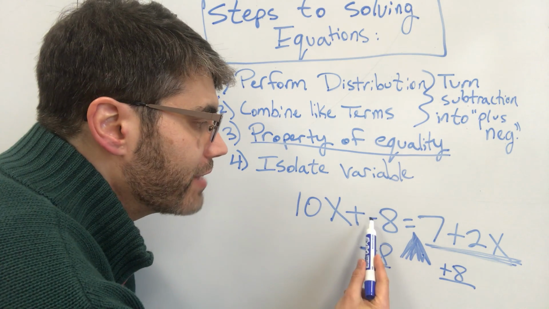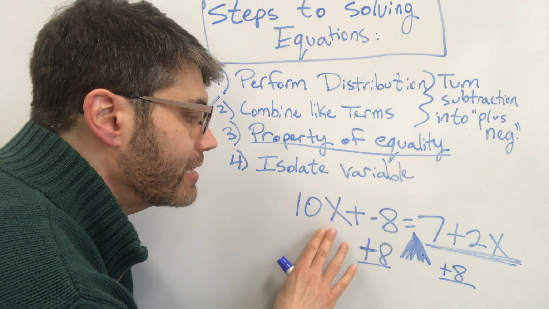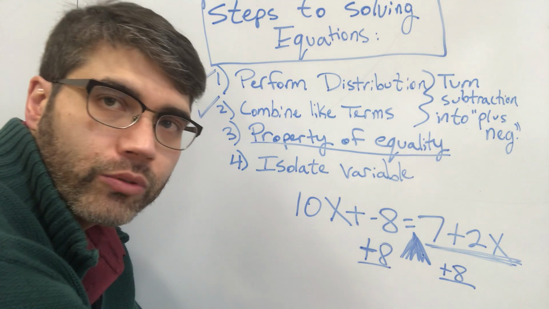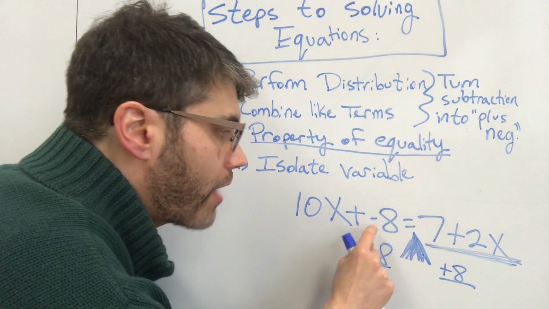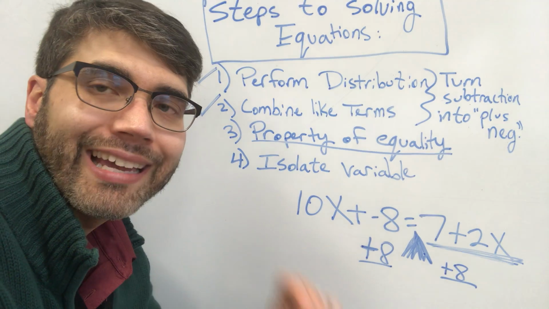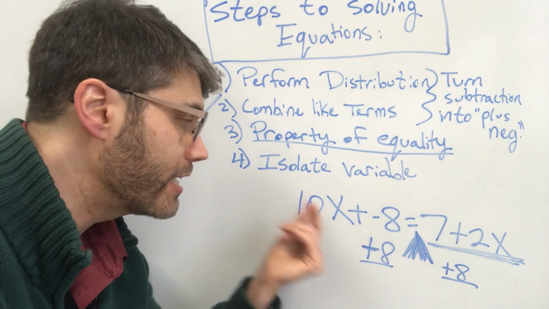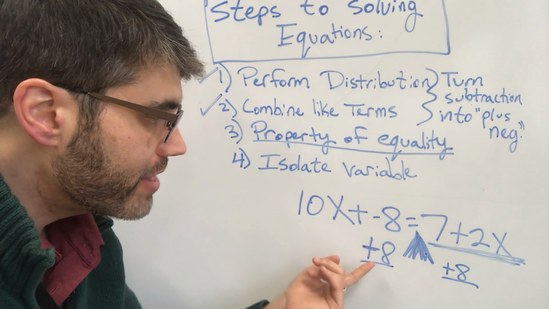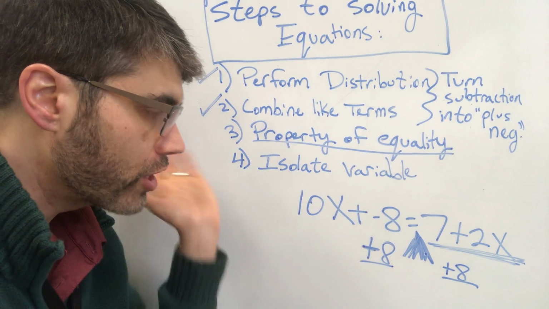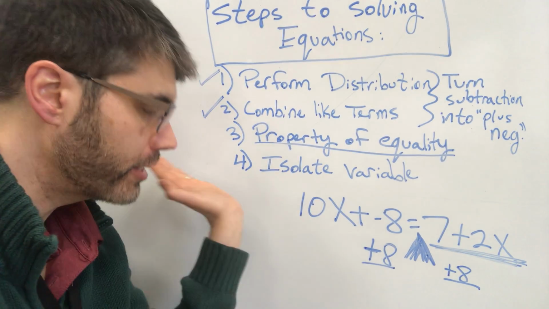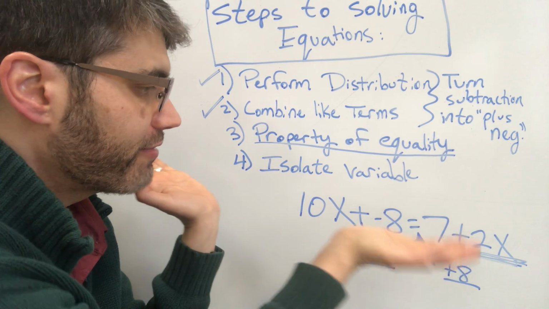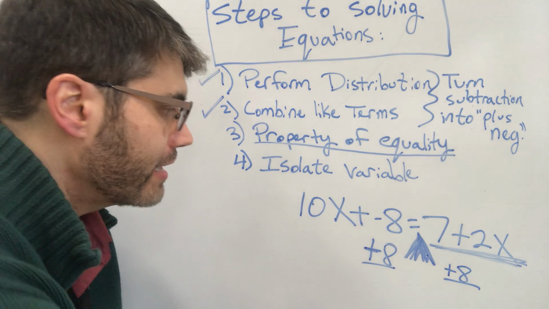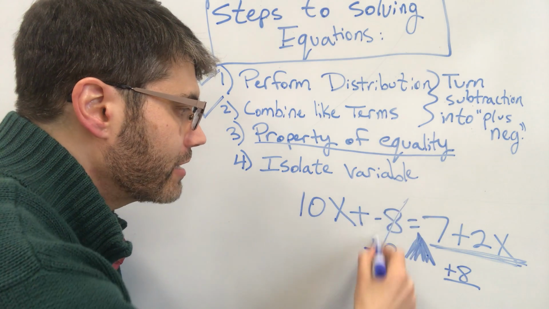Now, why am I trying to add an 8? Because this is a negative 8. I want to get just x's on the left-hand side and just numbers on the right-hand side, so I can get x equals something. So I am going to do what we're calling an inverse operation. So the inverse of a negative is a positive. So if I add the positive to the negative, they cancel out to 0. So that's why I'm going to add an 8 here. So this cancels out to 0.